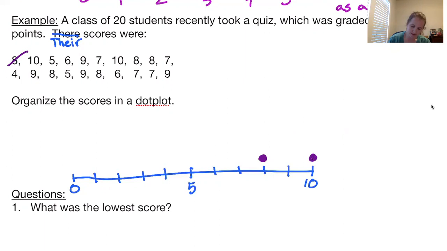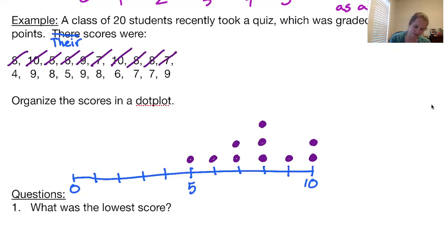Then we had a 10, 5, 6, 9, 7, 10, 8, 8, 7, 4, 9, 8, 5, 9, 8, 6, 7, 7, and 9.